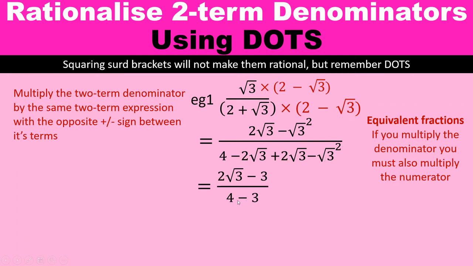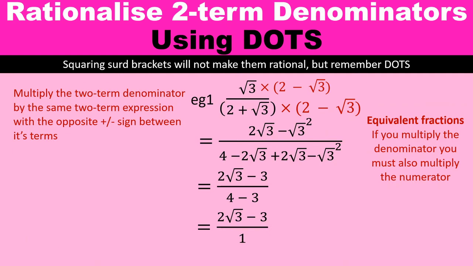This is the difference of two squares. Difference means subtraction. There's two terms, and both of those terms are the squared value of the terms in the original expression. 2 became squared, and root 3 became squared. And I've minused them. One more step to simplify that, 4 minus 3, that's 1. So I've got a rational denominator.